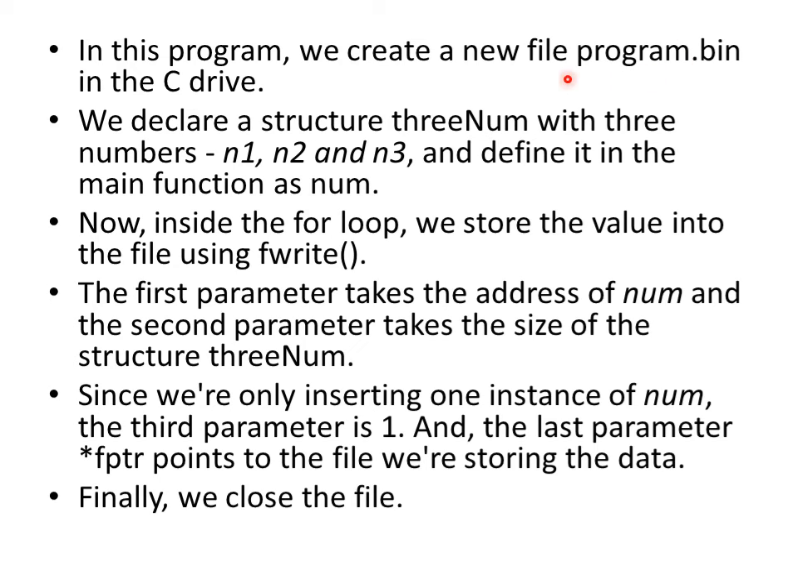In this program we create a new file program.bin in the C drive. We declare a structure threeNum with the 3 numbers n1, n2 and n3, and define it in the main function as num. Now inside the for loop we store the values into a file using the fwrite function. See here, you can see the fwrite function. The first parameter takes the address of num, and the second parameter takes the size of the structure threeNum.